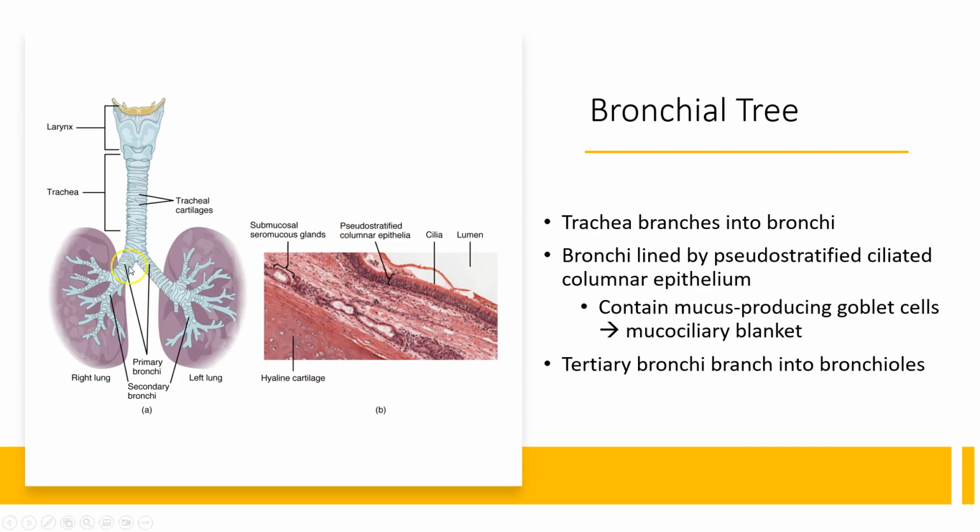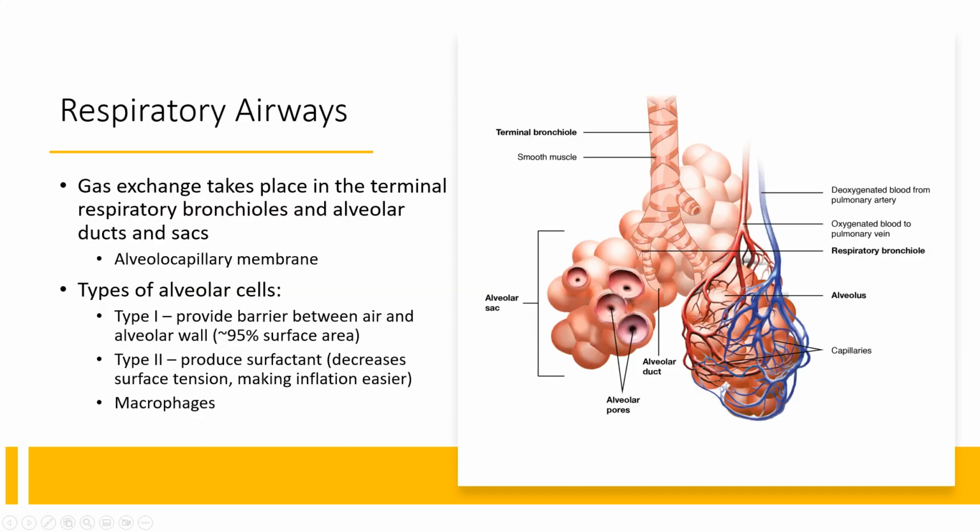Our bronchi branch off into secondary bronchi, tertiary bronchi, and eventually into bronchioles. Gas exchange takes place in the terminal respiratory bronchioles, specifically in the alveolar sacs and alveolar ducts. The alveoli are surrounded by a capillary system, and together they make the alveolo-capillary membrane. This is where gas exchange occurs in the lungs.